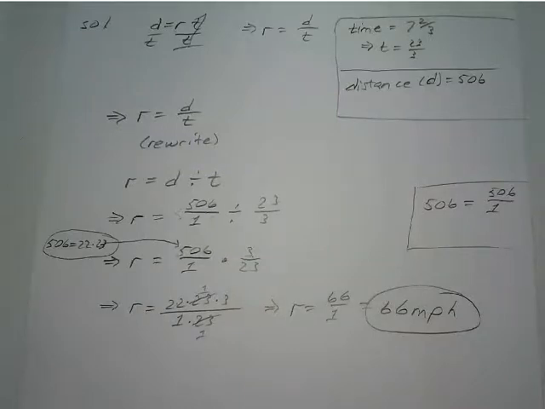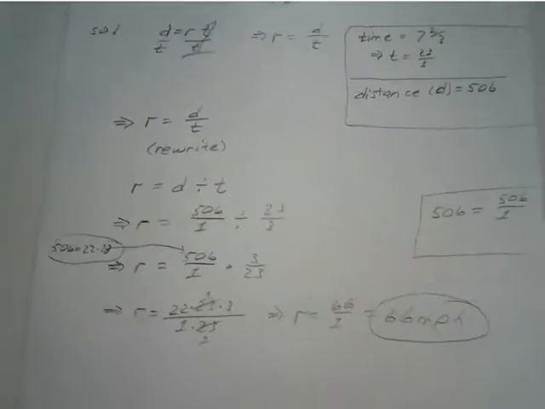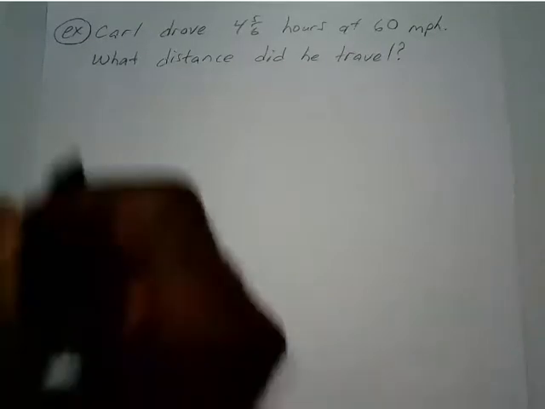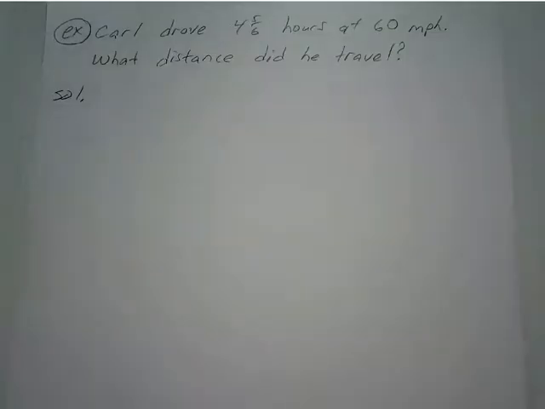Alright, so we're going to go ahead and do another video, another example. So what if we try to solve this one? Let's say Carl drove 4 and 5/6 hours at 60 miles per hour. What distance did he travel?